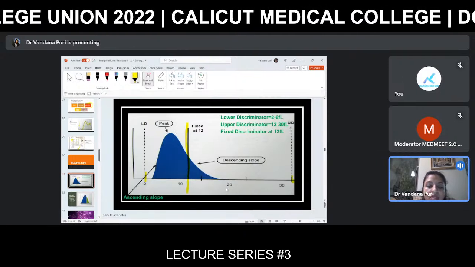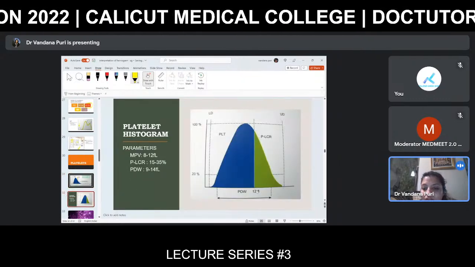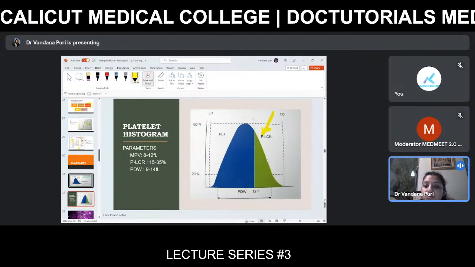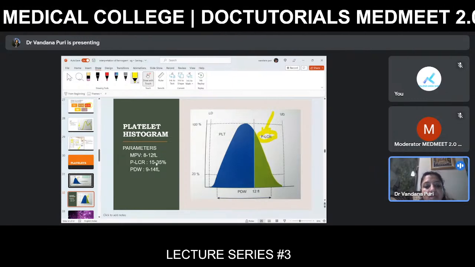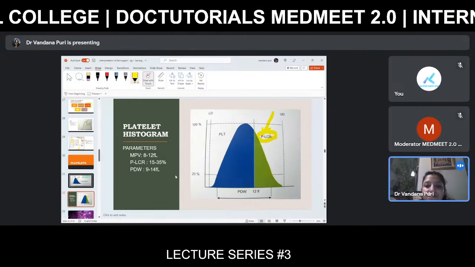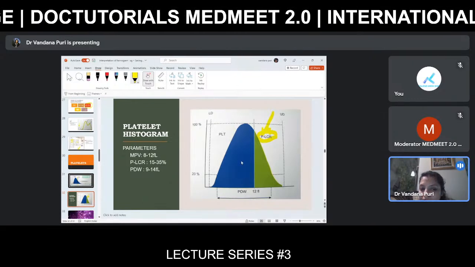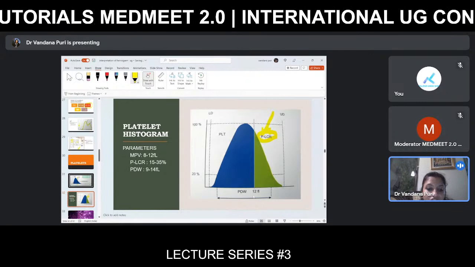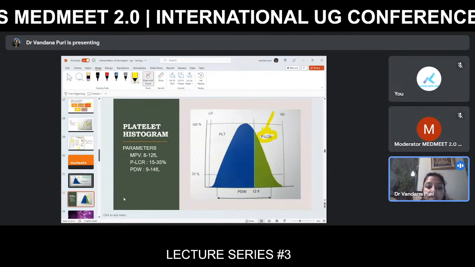Now, once you're clear with this, any platelet which is bigger than this 12 femtoliter is basically a large platelet, and this ratio is called platelet LCR, large cell ratio. Approximately 15 to 35% of the platelets can be large in a normal person also. So a normal PLCR is 15 to 35%. And the mean platelet volume is about 8 to 12 femtoliters. And just like red cell distribution width, we also have platelet distribution width, which is approximately 9 to 14 femtoliters. So that's your platelet histogram.